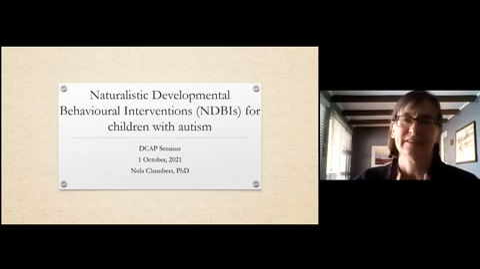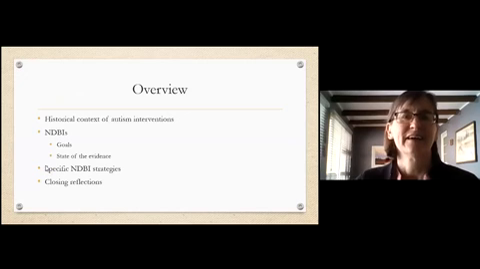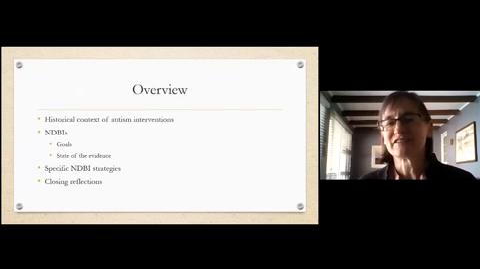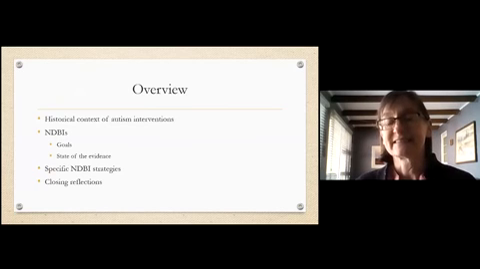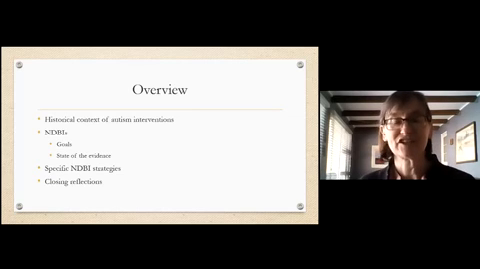And I have a little overview here. I want to start with a little bit of a historical context of autism interventions to give you the picture of where NDBIs come from. And then we'll talk a little bit about the goals of NDBIs and the state of the current evidence regarding NDBIs, with some recent meta-analyses, and then we'll dive into talking about specific NDBI strategies, and I've got just a couple of video clips to show you there, and then some closing reflections. So that's what I'm planning to talk about this morning.